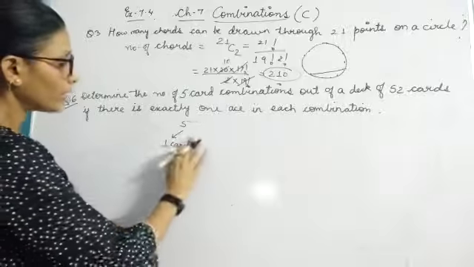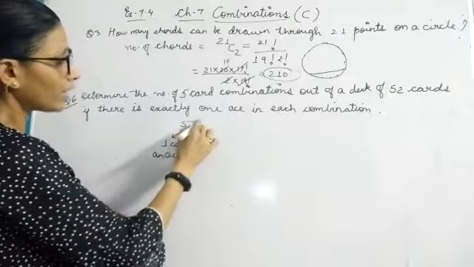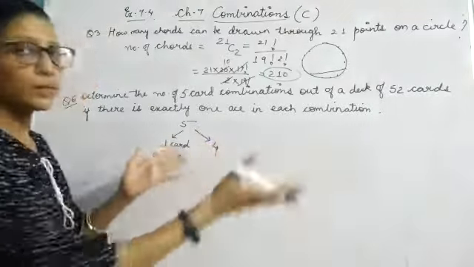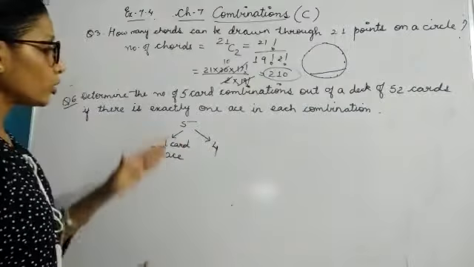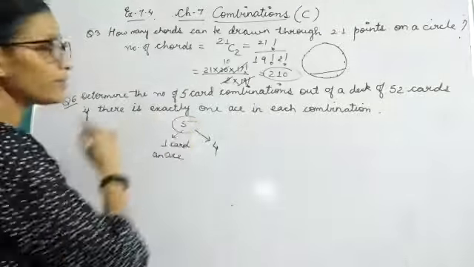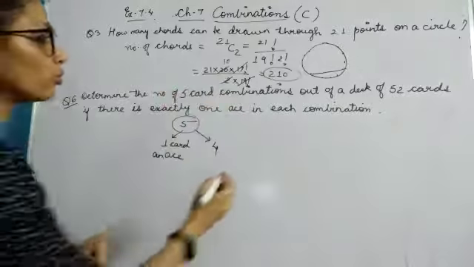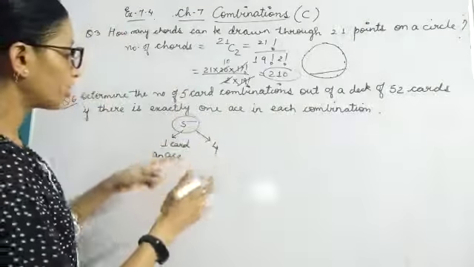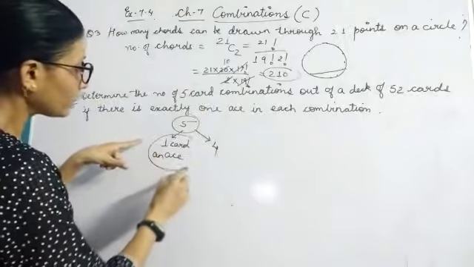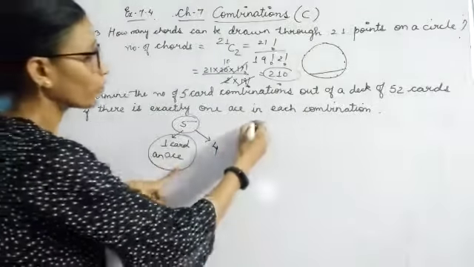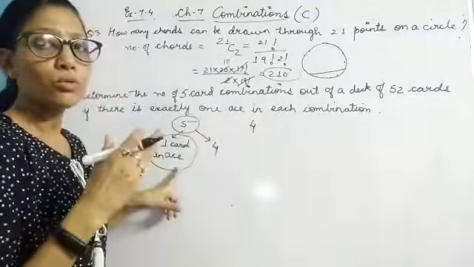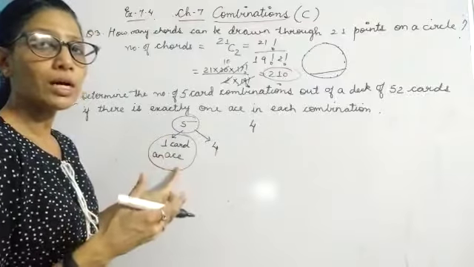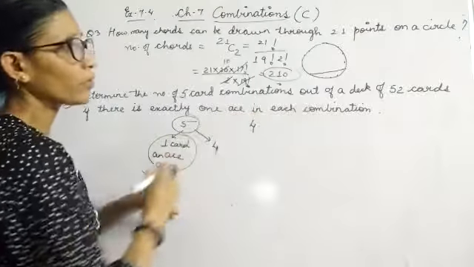It should be an ace card, and the other 4 could be any of the cards. So you need to do 5 selections out of 52. But in this 52, you are selecting this one ace card from how many cards? You know that there are 4 ace cards in the deck of 52 cards.